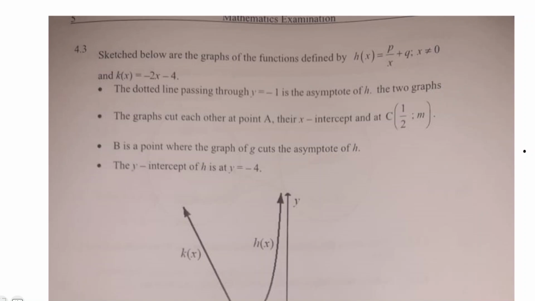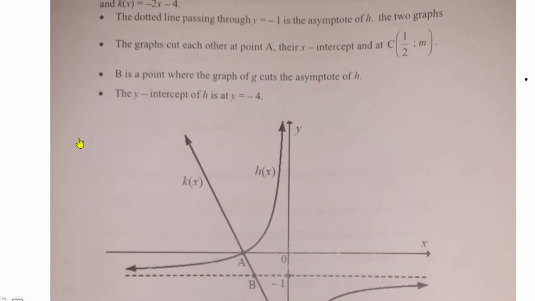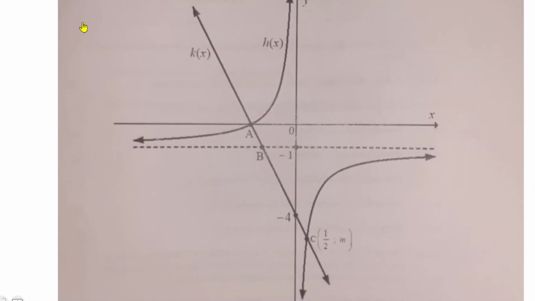Question 4.3 says, the sketch below are the graphs of the functions defined by h of x, which is p over x plus q, where x is not equal to 0, and k of x, which equals minus 2x minus 4. So let me show you the graph. These are the two graphs. The other one is h of x, the other one is k of x. So let me just write these two equations.